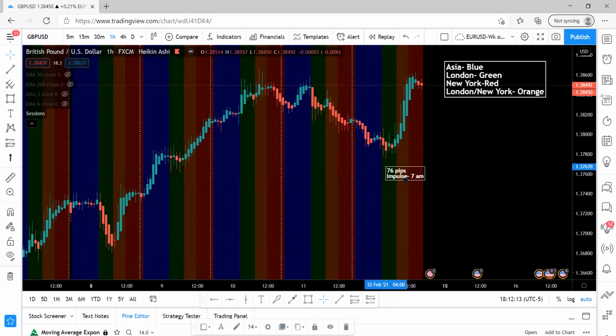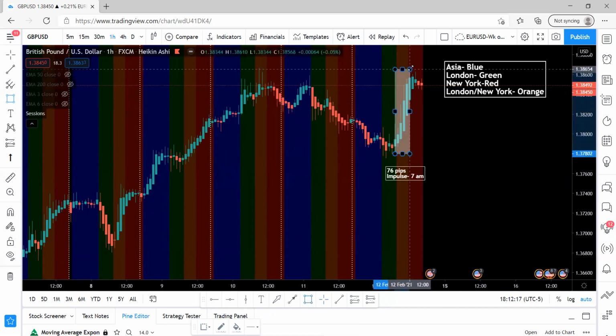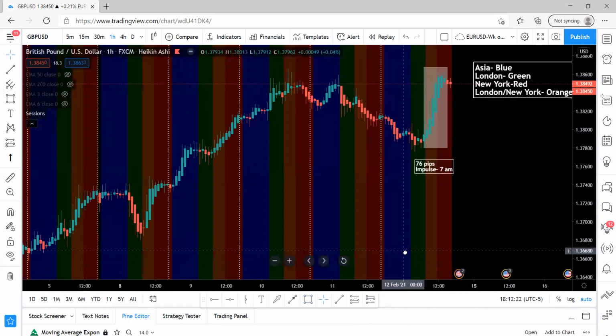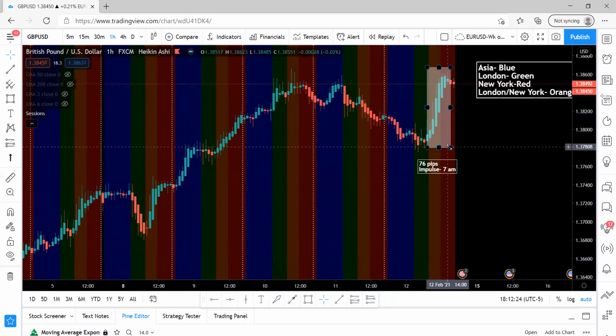Okay, and then I like to make a box that covers the move so it sticks out on my chart. So now I know that this moved 76 pips, and it started around 7 a.m.